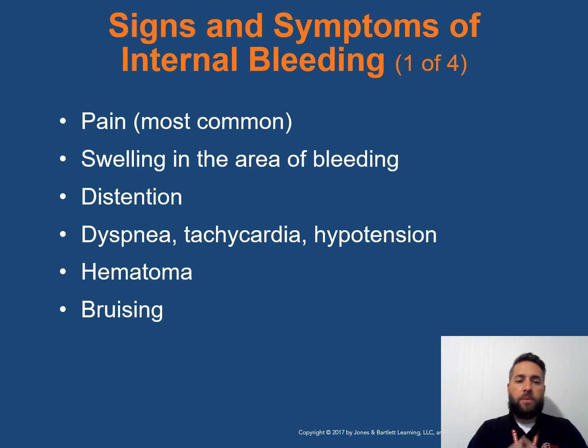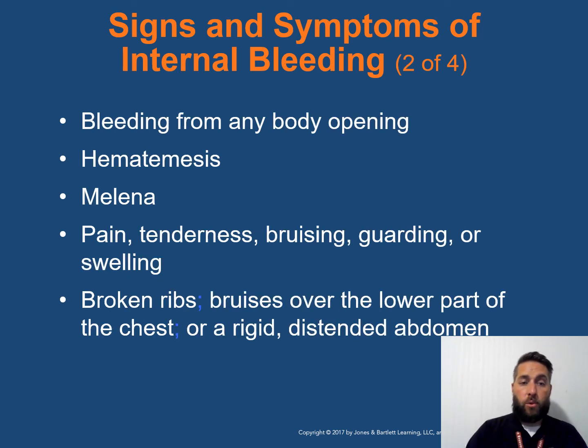Okay, signs and symptoms of internal bleeding: pain, swelling, distension, hematomas. We talked about that too. Dyspnea, so difficulty breathing, tachycardia, fast heart rate, hypotension, low blood pressure, and then you have your bruising there too. Melena, so this is also on the thing, so that is bloody stool. Okay, that's what that means, bloody stool. Yeah, hematemesis, there it is. I said hemaemesis, but it's hematemesis. Hematemesis, there we go. Broken ribs, bruises over the lower part of the ribs, rigid and distended abdomen. So other signs and symptoms.